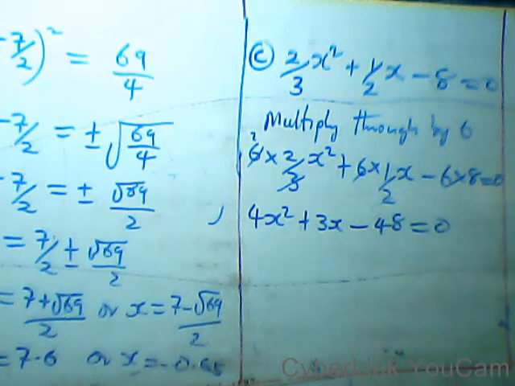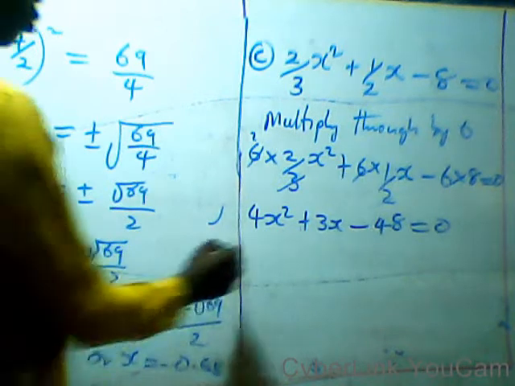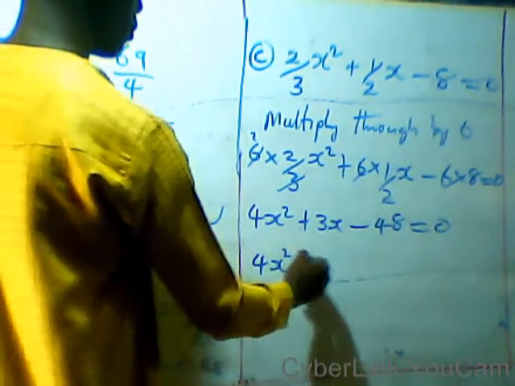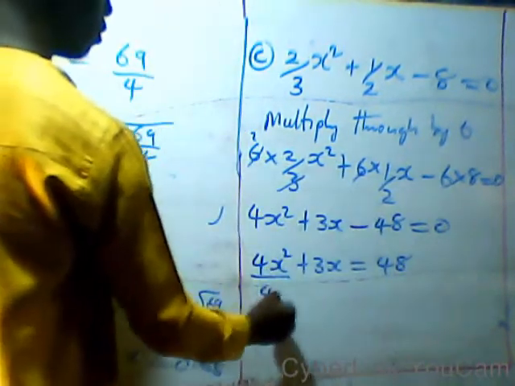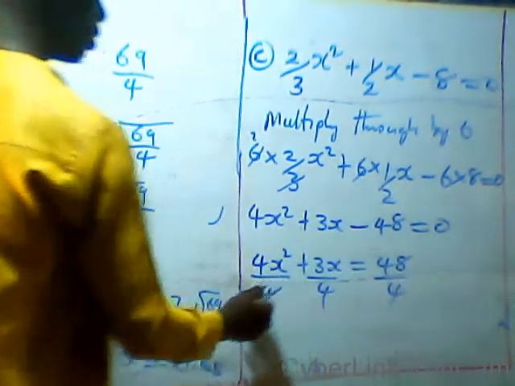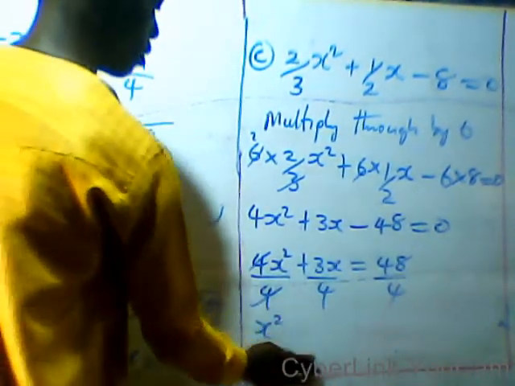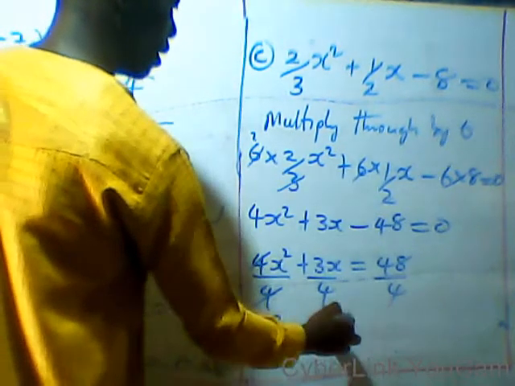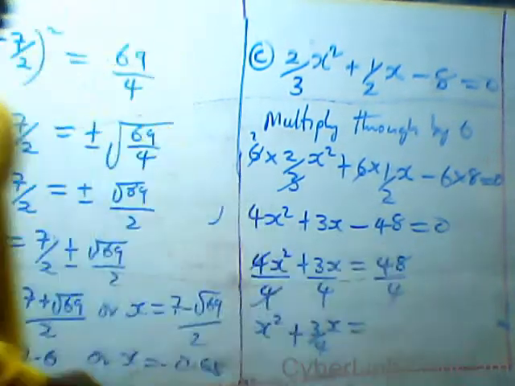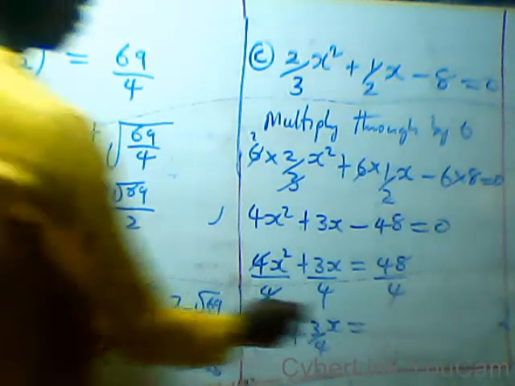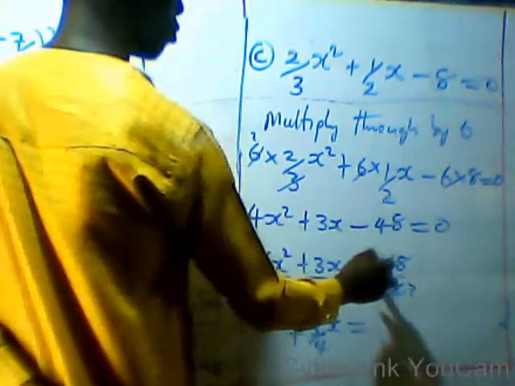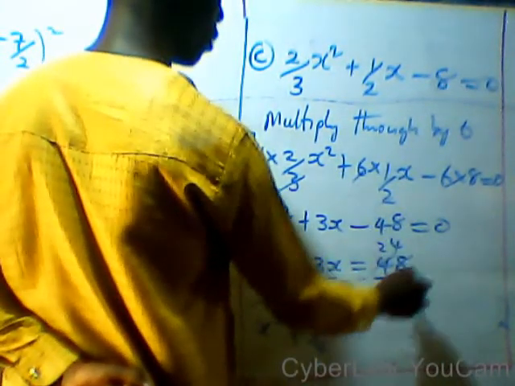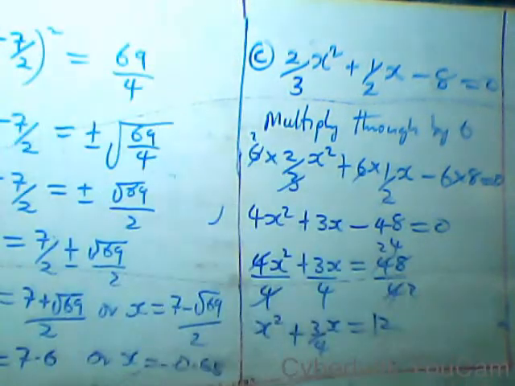And from this, we can now apply any method, I mean completing the square. So we have 4x squared plus 3x is equal to 48. If we divide through by 4, this is over 4, this is over 4, and this is over 4. So I have x squared plus 3/4 x is equal to what? 48 over 4, which will be 12.